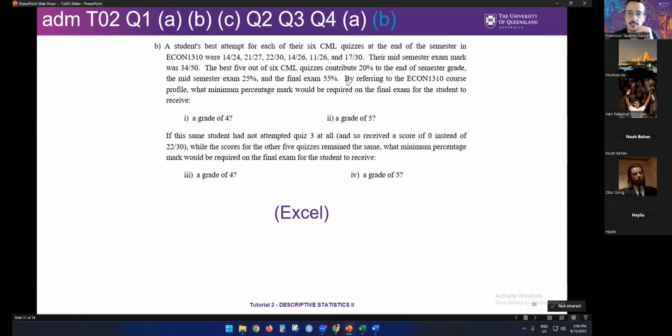So final exam 55. By referring to the ECON1310 course profile, what minimum percentage mark would be required on the final exam for the student to receive a grade of 4 and a grade of 5? Can I quickly ask you to put in the chat how many points or percentage you need for a grade of 4, and what is the minimum for a grade of 5? A lot of you, I would expect, to already have it by heart.